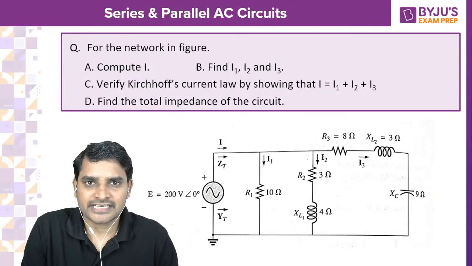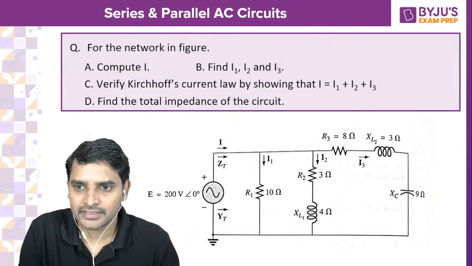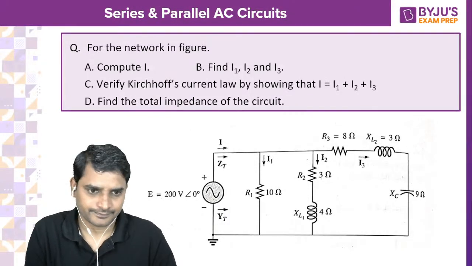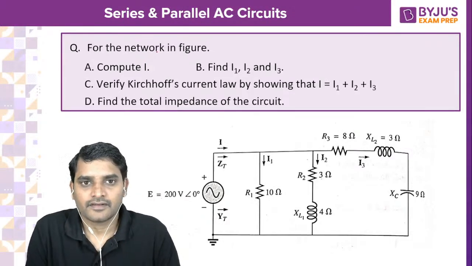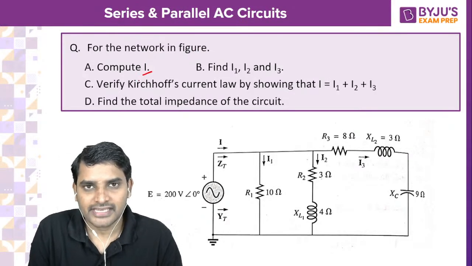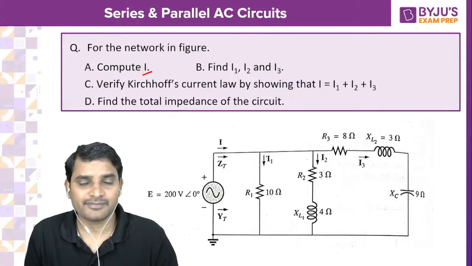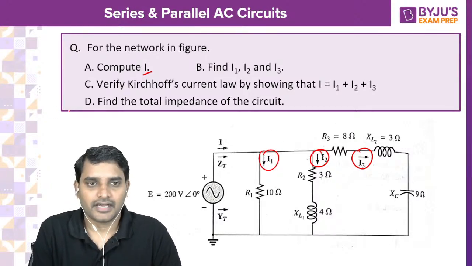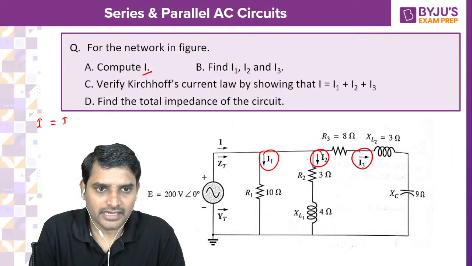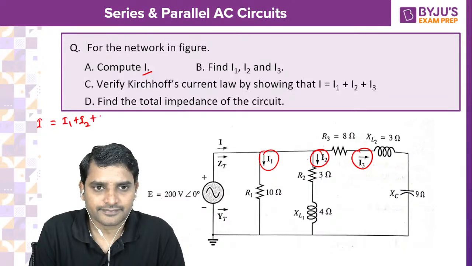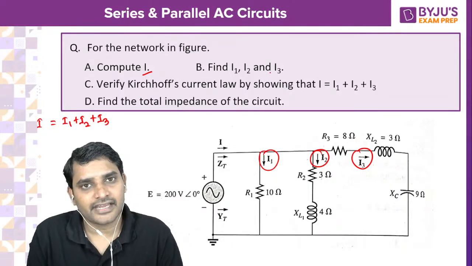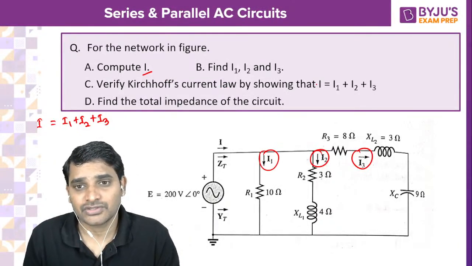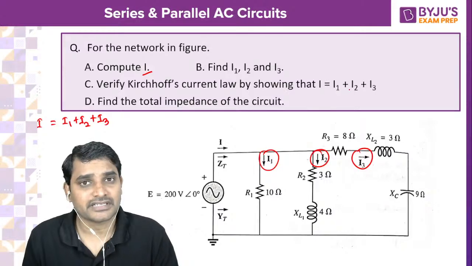Look into this question and try to solve. For the networking figure, calculate I. What is I? I will obviously be I1 plus I2 plus I3. Find I1, I2, I3, calculate them and add them. Verify Kirchhoff's current law by showing that I equals I1 plus I2 plus I3.